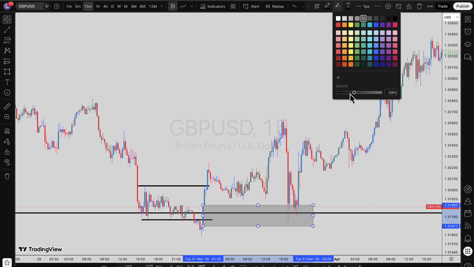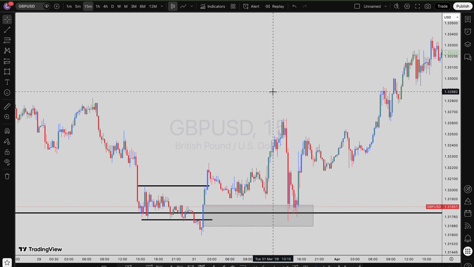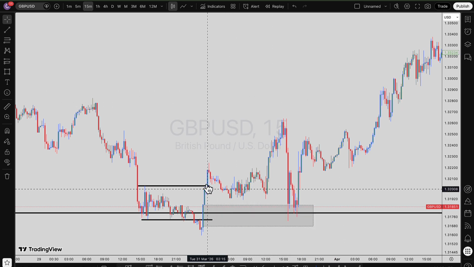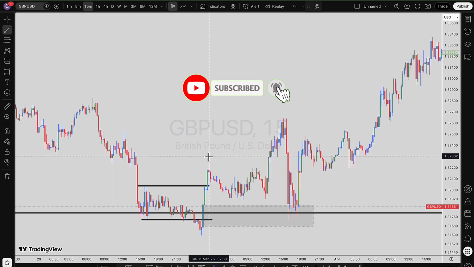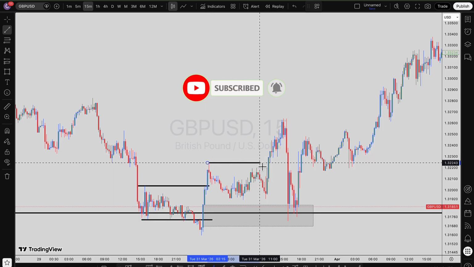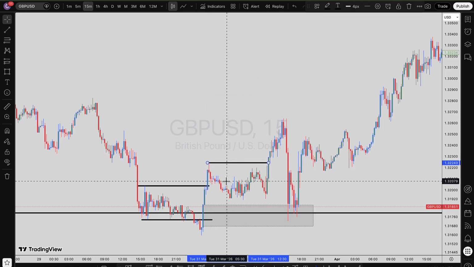Now after we marked our FVGs, we didn't just rush into the market because we had an FVG. So market rotated, and after market rotated all the way up, we had another break of structure. We broke this structure right here. Now take a close view.